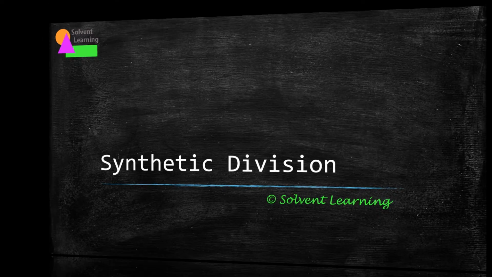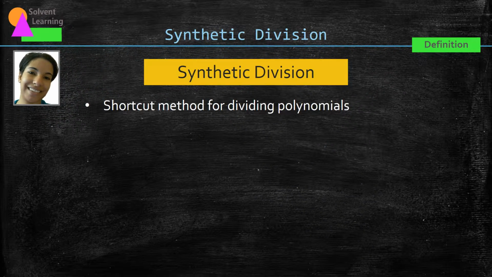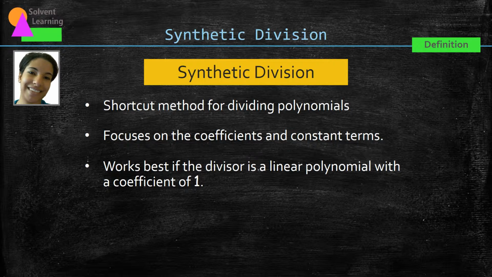Synthetic division. Synthetic division is a shortcut method for dividing polynomials. It focuses just on the coefficients and constant terms without having to worry about the variables. And it works best if the divisor is a linear polynomial, meaning that it has a degree of 1, and it has a coefficient of 1.